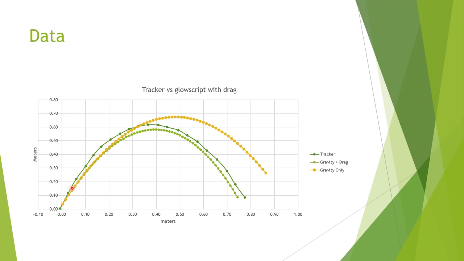Now, the GlowScript with gravity and drag is slightly less, and I think that's just because I wasn't able to get an accurate enough initial velocity, because the point where the ball was released from the hand was kind of tough to tell. That's why this is lower, but the angle and the trajectory are very similar to the Tracker.